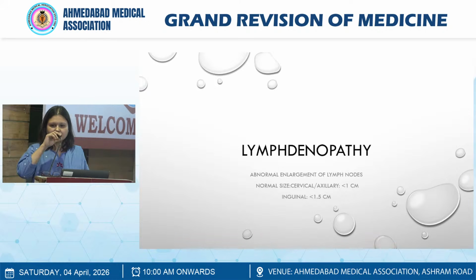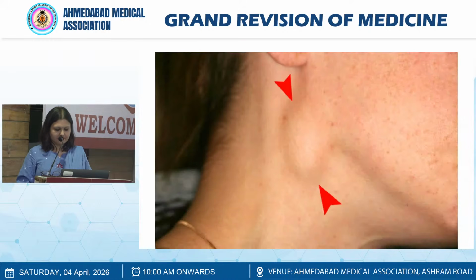Lymphadenopathy, આનો યુઝ્યુઅલી કેસ આપણે મૂકતા નથી, બટ બ્રીફ તમને કહી દઉં. You should have general idea about it. Okay, so abnormal enlargement of lymph nodes, they are called lymphadenopathy. એના માટે normal size ખબર હોવી જોઈએ. For cervical and axillary group it is less than 1 centimeter. For inguinal it is less than 1.5 centimeter.